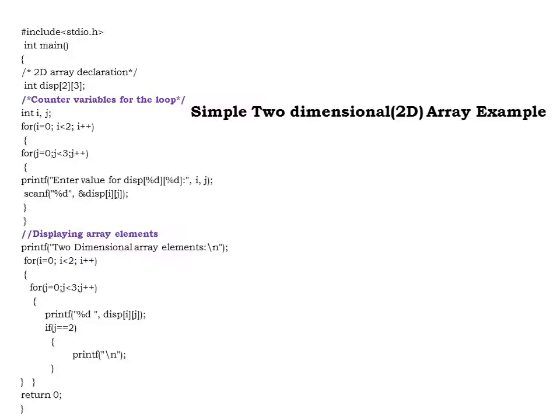So initially i value is 0, 0 is less than 2, the condition of the outer for loop is true, so we move on to the inner for loop. So j value is 0, 0 is less than 3, the condition is satisfied, we enter the inner for loop and we print the values that are stored at the subscript i0 and j0. So the first element is displayed. We check the next condition as j equal to 2, that is 0 is equal to 2. This condition is false, so we move on to execute the next element.